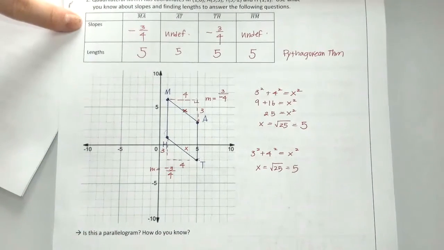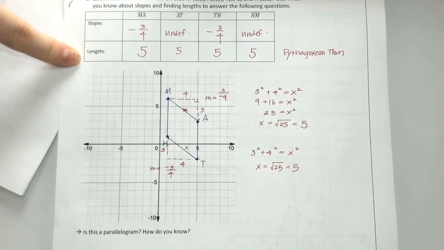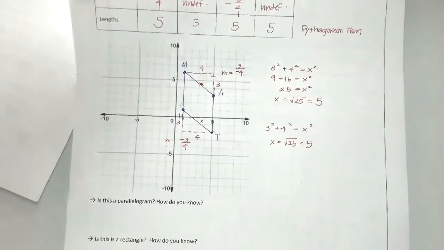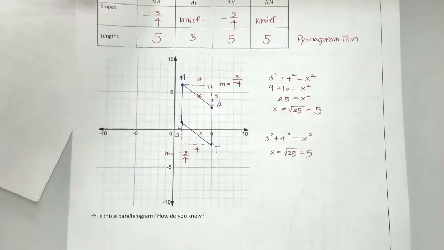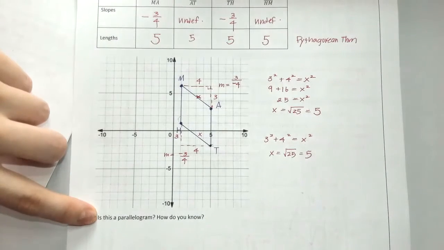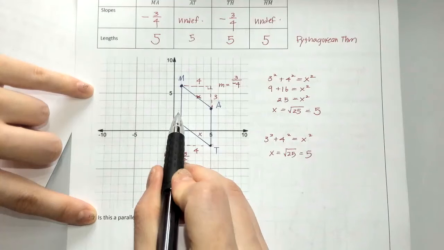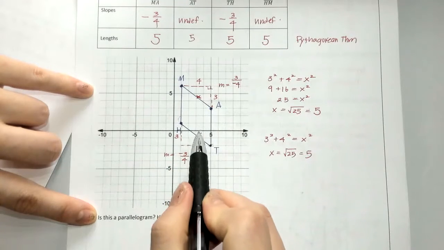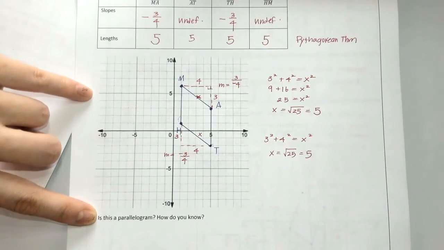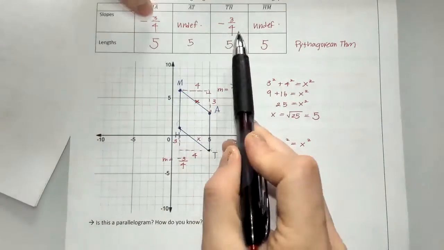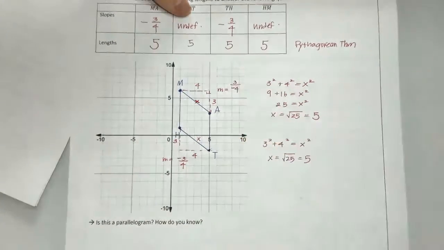So we found the slope of all the lines and the length of each. Let's see if we can determine the shape. First of all, is this figure a parallelogram? Meaning, are the opposite sides parallel? The answer is going to be yes. Opposite sides are parallel because the opposite sides have the same slope.